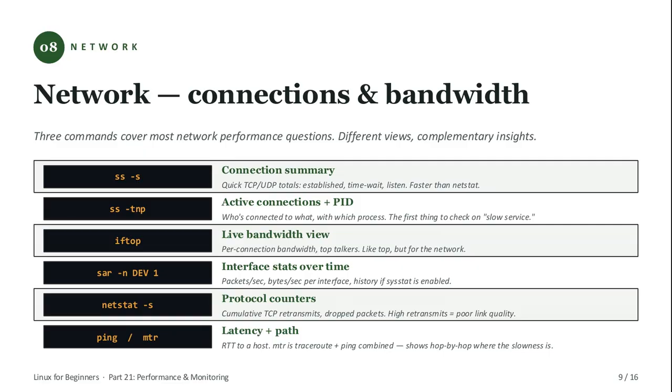ss -s gives you a quick connection summary, and ss -tnp shows you which process owns each socket, usually the first thing to check when someone reports a slow service. For bandwidth questions, iftop is essentially top for the network. Live per-connection throughput so you can spot the noisy talker. And when the issue is reachability rather than volume, mtr combines ping and traceroute to show you exactly which hop along the path is hurting.